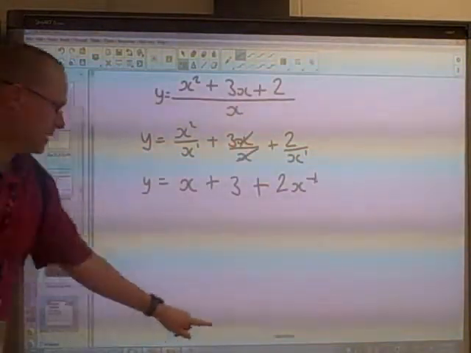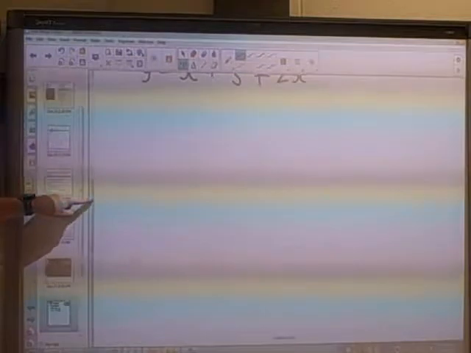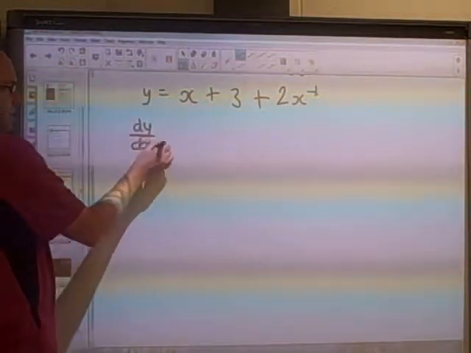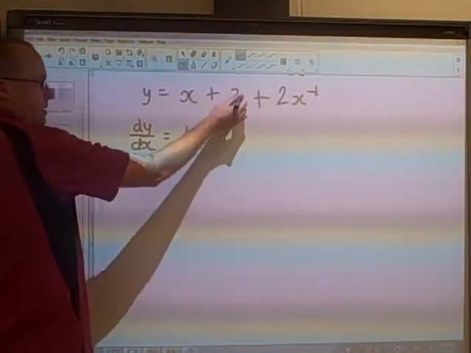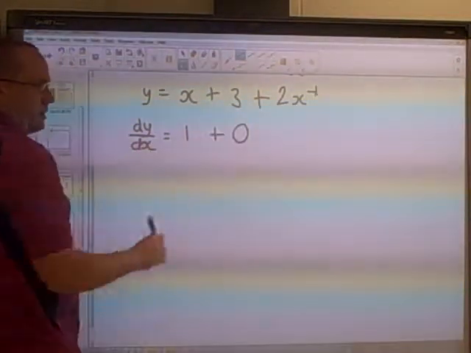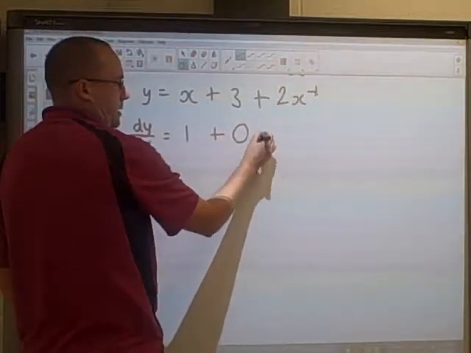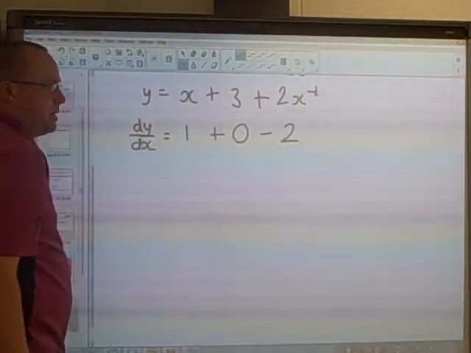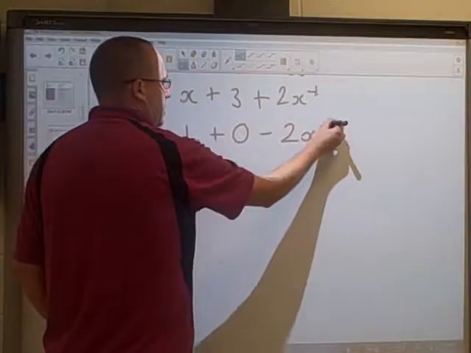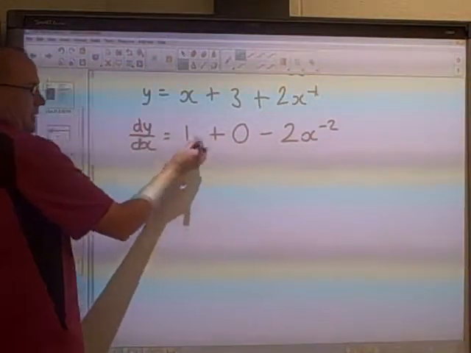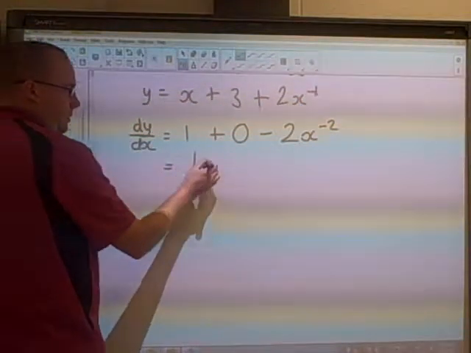Now I can go ahead and differentiate this. So dy by dx: the differential of x is just 1, the differential of 3 is 0 because it's a number. And for the last one, bring the power to the front and multiply. So 2 times negative 1 is negative 2, x to the power of negative 2, because you decrease the power by 1. And then if I collect terms here, 1 plus 0 is 1.